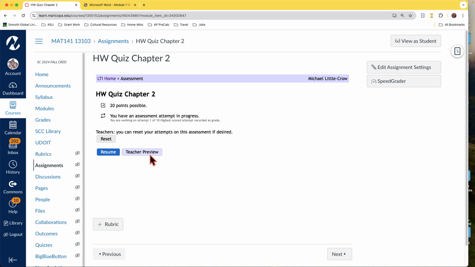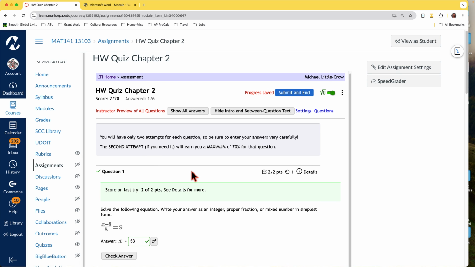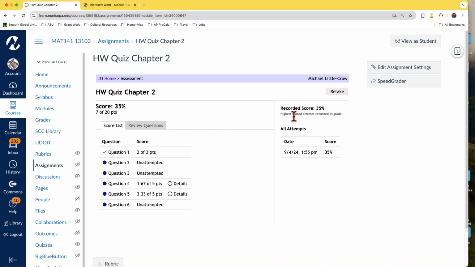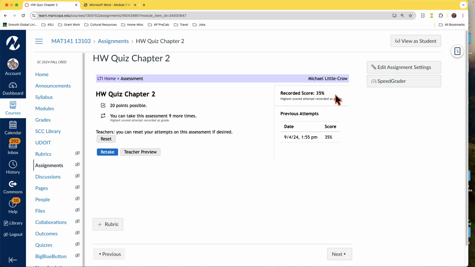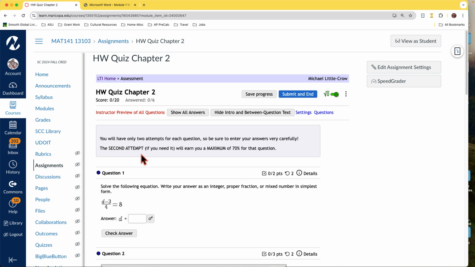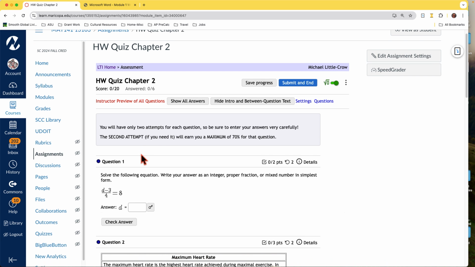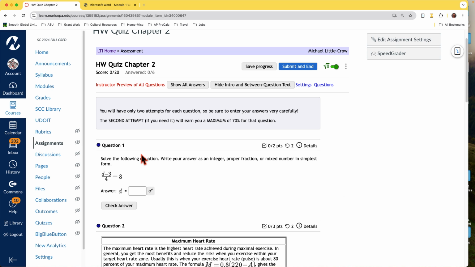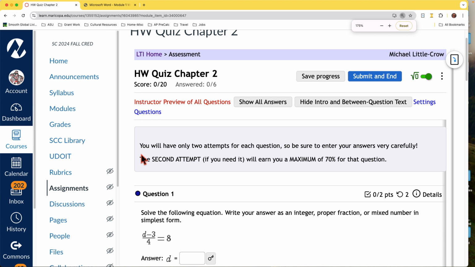So let's go ahead and take a look at this. I need to restart it because I did it with the other class. Let's submit and end, and retake it. You can take these multiple times as you need to. Remember, we're looking to get you to 70%. That's going to say you've got enough proficiency to move on. Let me make it a little bit bigger and move it up.